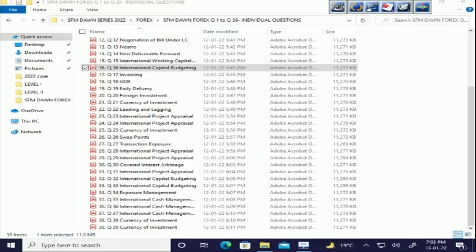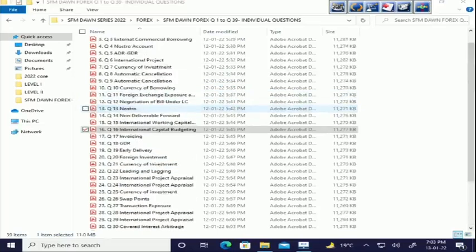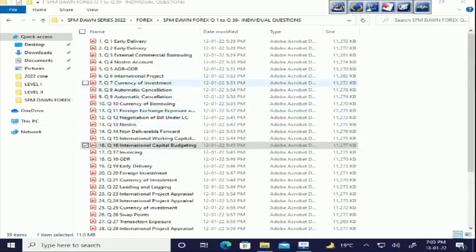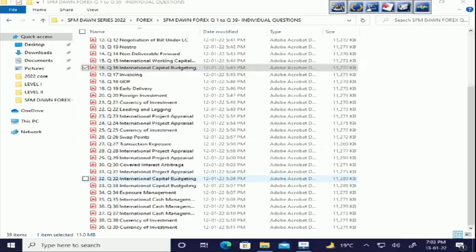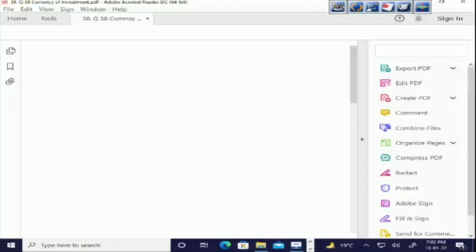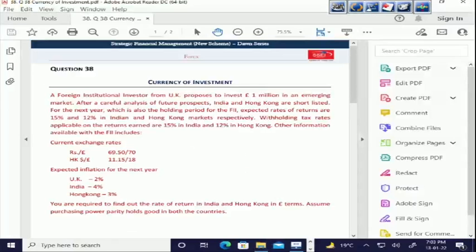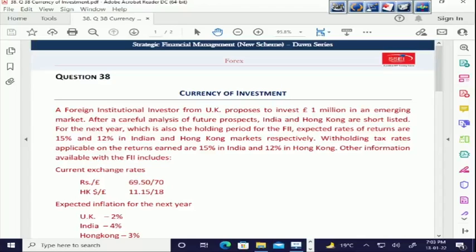So let's continue with currency of investment. If you look at the screen, I have a list of questions that are in the PDF. We did question number 7 on that day. Question numbers 7 and 21 were similar. Now I am moving into question number 38 from the PDF.